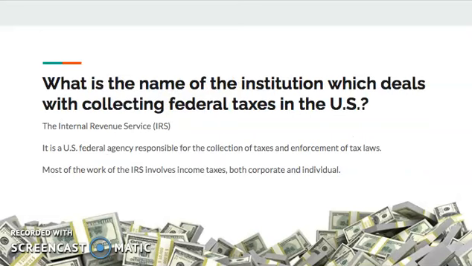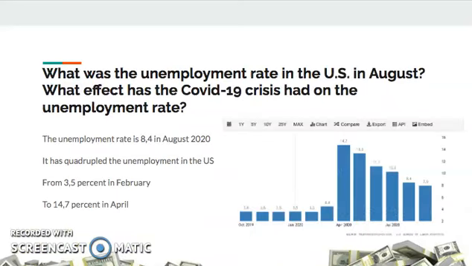And what is the name of the institution which deals with collecting federal taxes in the US? The name of the institution is the Internal Revenue Service, IRS. It is a U.S. federal agency responsible for collection of the taxes and enforcement of tax laws. Most of the work of the IRS involves income taxes, both corporate and individual.